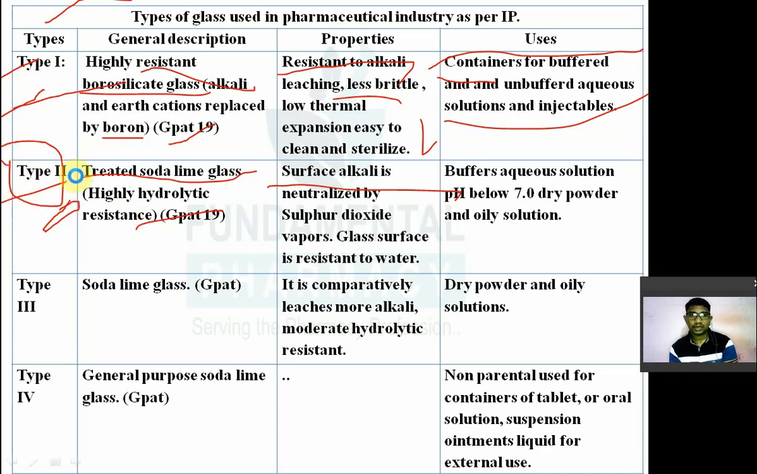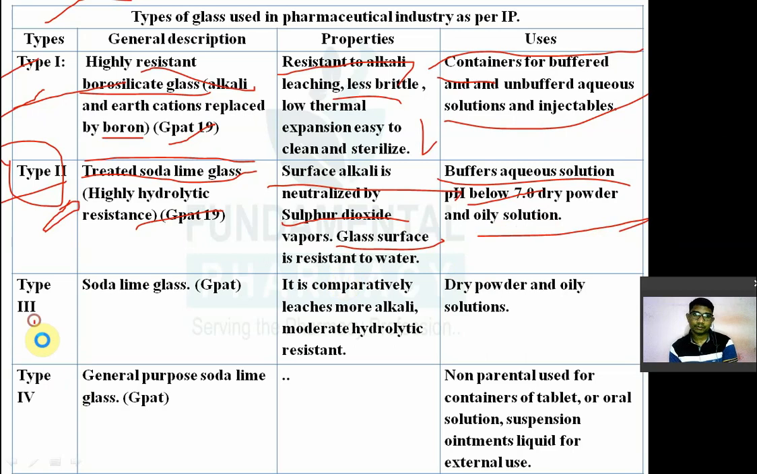So treated soda lime is the treated surface of this glass with the sulfur dioxide vapors. Again, the glass surface is resistant to water. Used for the buffered aqueous solution pH below 7. This type of glass is used for storage of buffered aqueous solution pH less than 7. Then also used for the container for dry powders and oily solutions. तो इसके ऊपर भी क्वेश्चन आते हैं.